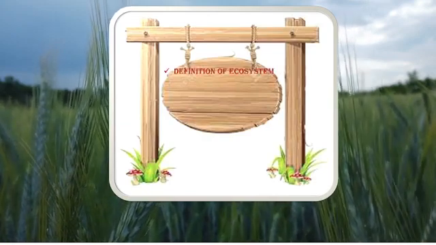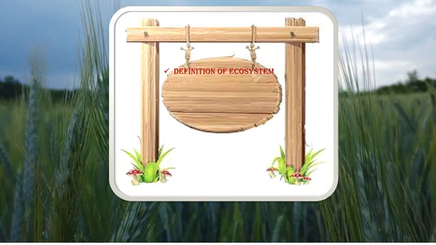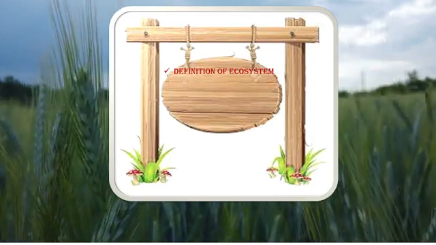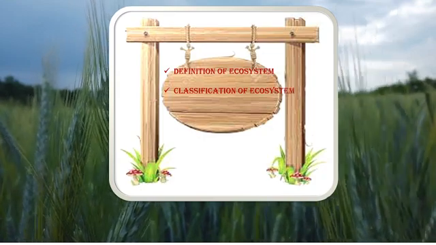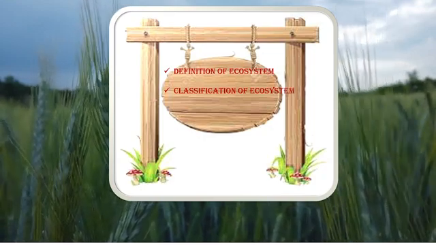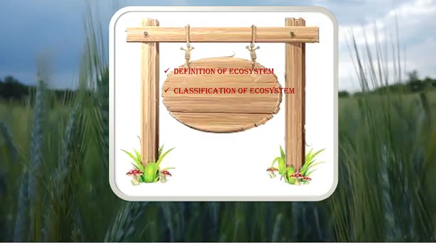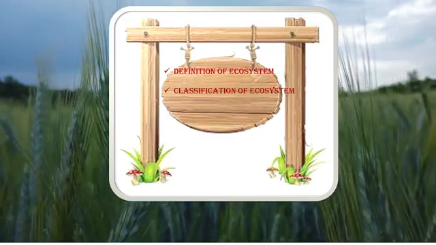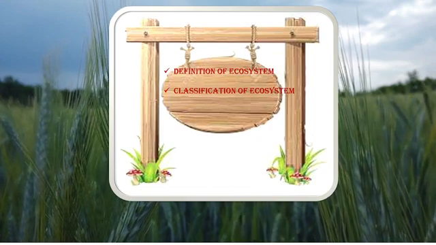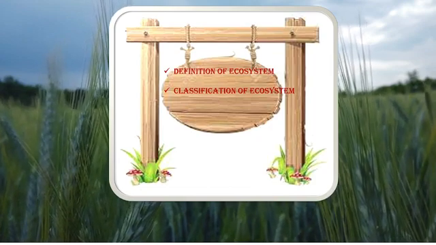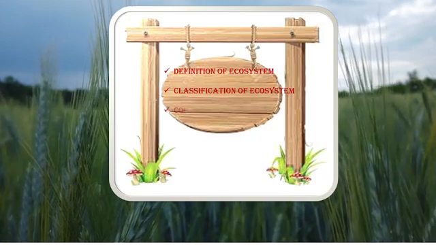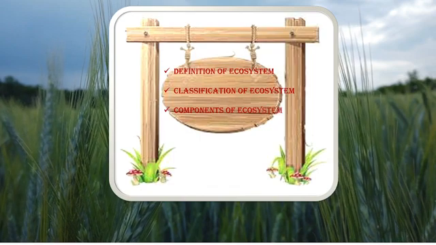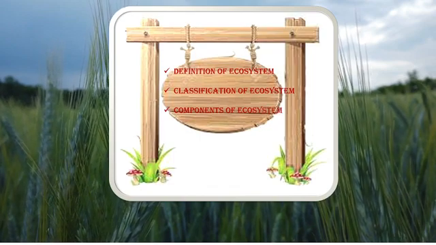This is a recap for this module. In this module, we have discussed the ecosystem and the classification of ecosystem. It consists of natural ecosystem and artificial ecosystem. The natural ecosystem consists of terrestrial and water ecosystem. And the final one, components of ecosystem, which consists of biotic and abiotic community.